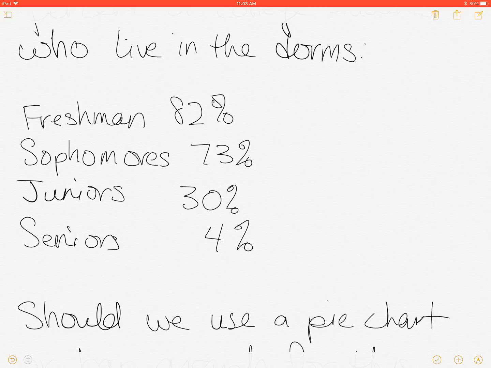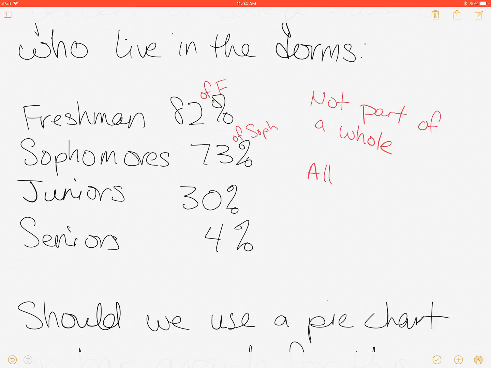Back when we looked at tablets, cell phones, and laptops, people could be in more than one group. Can people be in more than one group now? Well, no, you can't be a freshman and a sophomore. So notice, these aren't actually parts of a whole. We're not saying 82% of these people are freshmen, 73% of these people are sophomores. We're saying 82% of freshmen, 73% of sophomores.